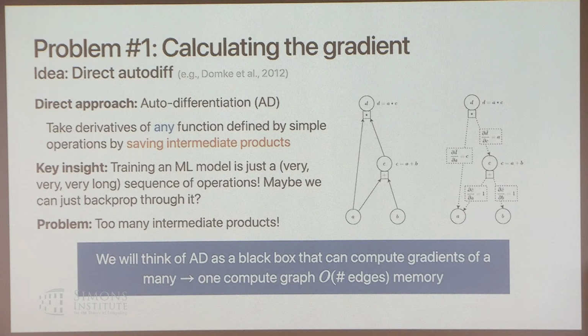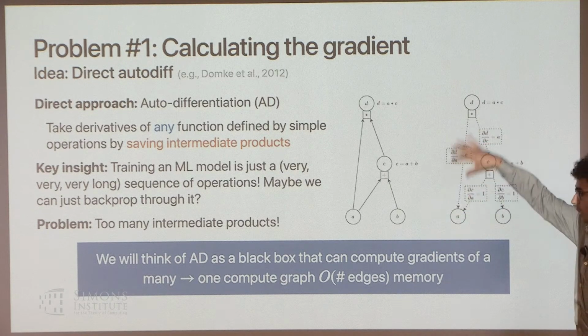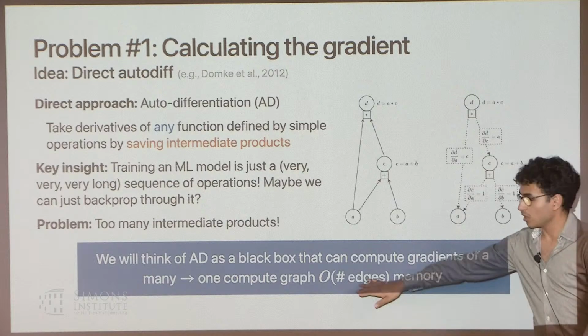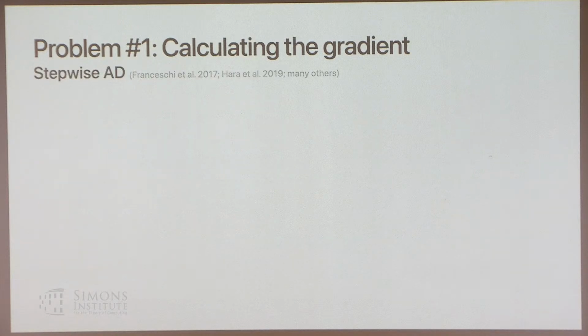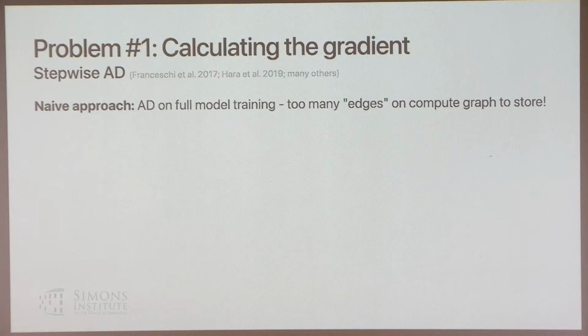OK, so for the rest of this talk, I'm going to basically think about automatic differentiation as a magical black box that can compute gradients through any sort of compute graph like this, with an amount of memory that scales in the number of edges in the compute graph. OK. So the next innovation here, which was introduced in 2017, is this idea of doing stepwise automatic differentiation.